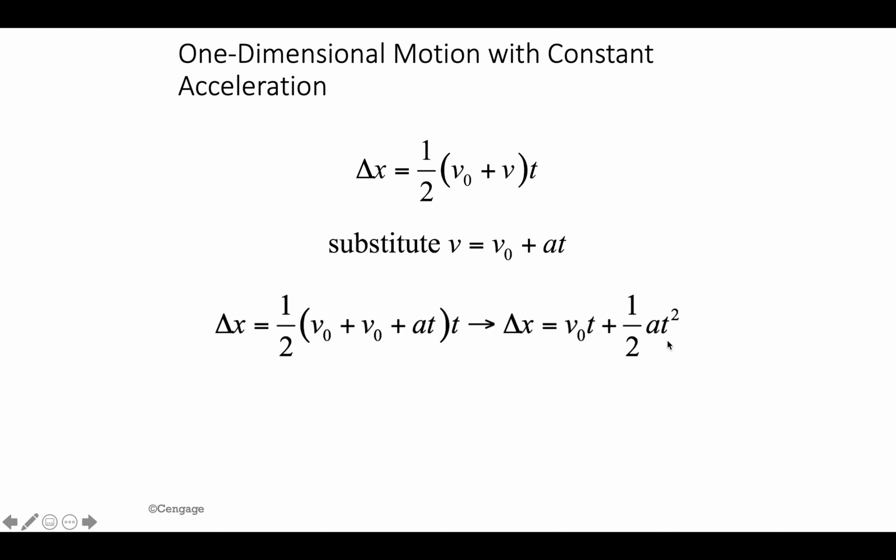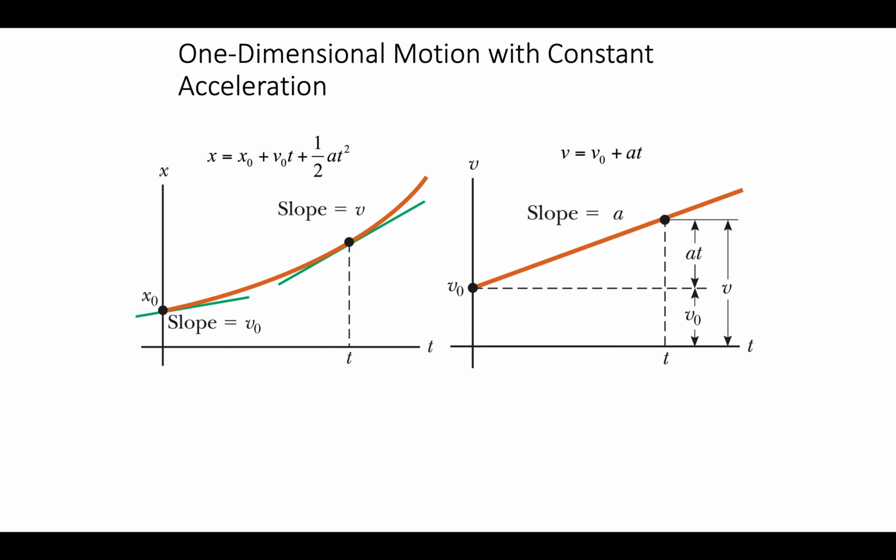So you can see I now have an equation that has a different combination of variables. In this one, I have a displacement in terms of an initial velocity, time, and acceleration. Compared to this one, the displacement in terms of an initial and a final velocity and a time. They're just two different ways, different combinations of variables, describing the exact same type of motion.